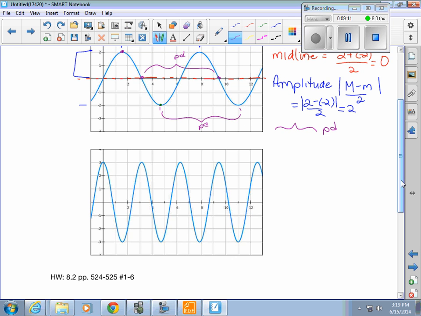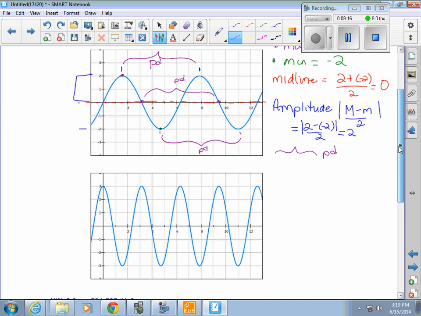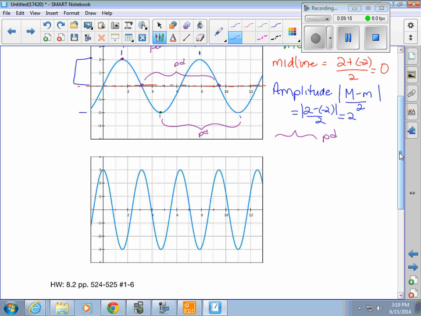So the second graph here, our maximum value, what color did I do max in? Purple? Oh, I should have done. They went up to positive 3, minimum, it went down to negative 3. So my midline is just my max minus my minimum divided by 2. So it's 3 minus 3, which is 0 divided by 2. So my midline is at 0 again.